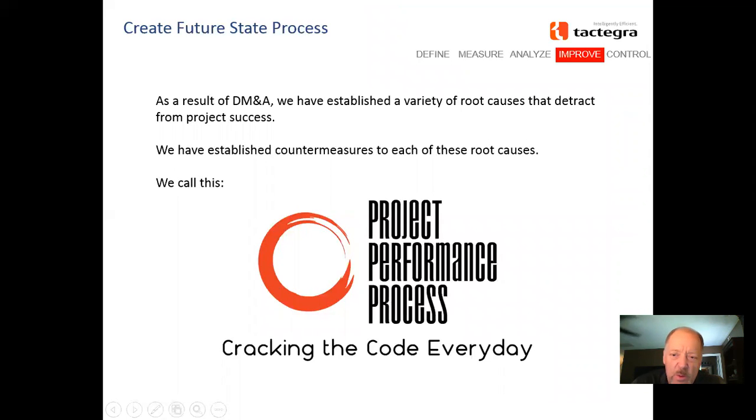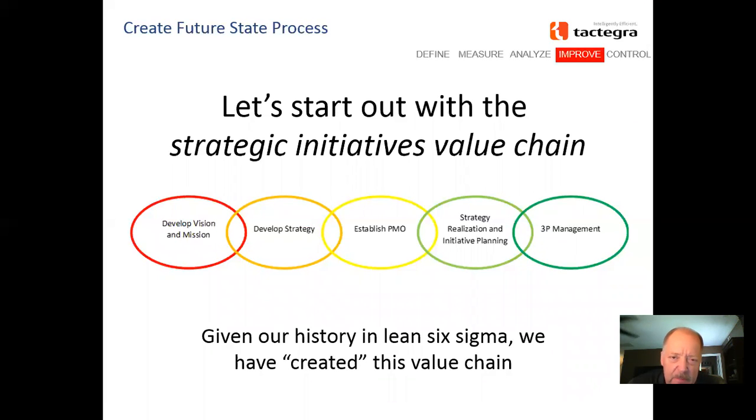So one of the things that we came up with as an umbrella that falls underneath all these different ideas is something that we started to call our project performance process. And this was just a name and a logo that we gave to it that would encompass all those things. So when we talk about this, I want to take a step back and say, okay, when you think about initiatives, strategic initiatives and executing, given our Lean Six Sigma history, we created this value chain that we call the strategic initiatives value chain.